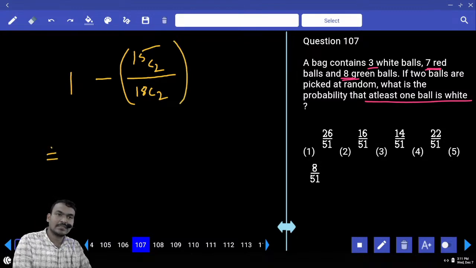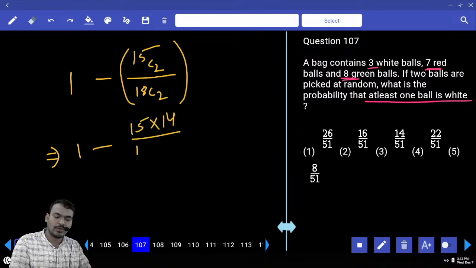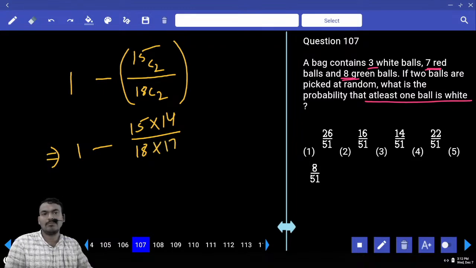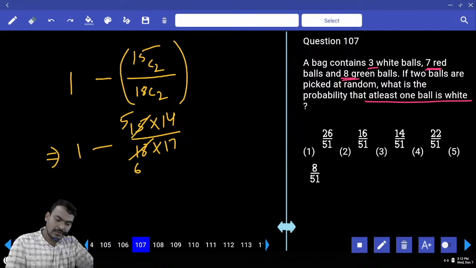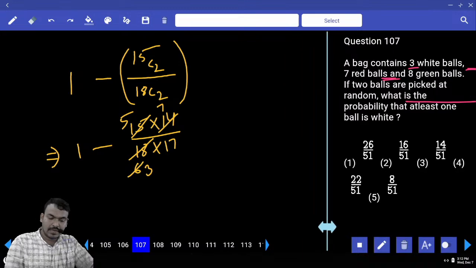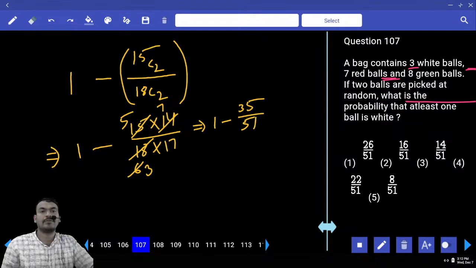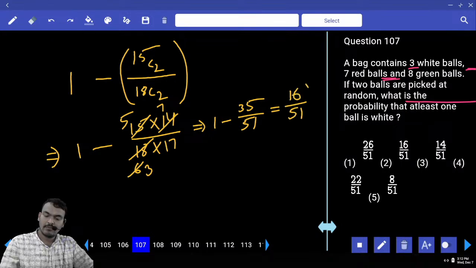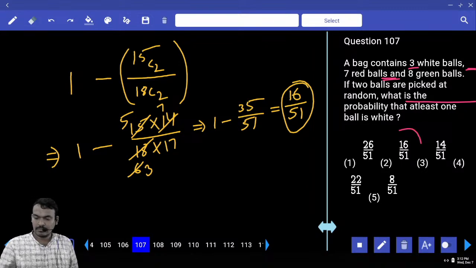Okay. 1 minus 15 C2 means 15 into 14, and 18 C2 means 18 into 17. The denominators 1 into 2 and 1 into 2 cancel. 3 how many times? 5. 3 how many times? 6. Again 2 how many times? 3 times. 2 how many times? 7. Then we are getting 1 minus 35 by 51. What is the difference? 16 by 51. Which option? Second option.